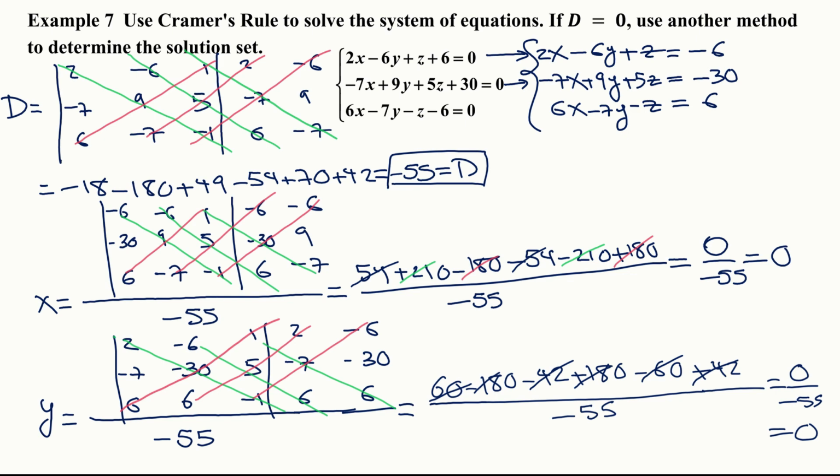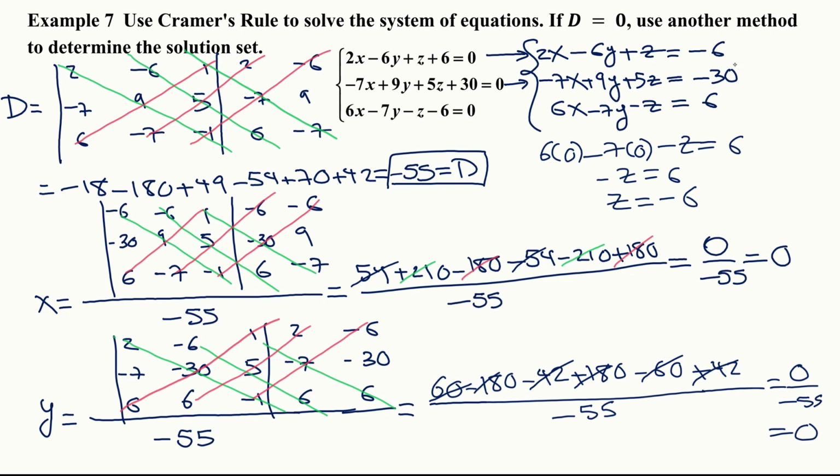Okay, so all that's left is finding that last variable z. I can go into any of the equations. I'll just go into this bottom one, okay? So 6 times, I'm going to use 0 for x and 0 for y, right? So 6 times 0 minus 7 times 0 minus z equals 6. So that's going to be 0 minus 0, which is just 0. So we get negative z equals 6. So z equals what? Negative 6. Just multiply both sides by negative 1.